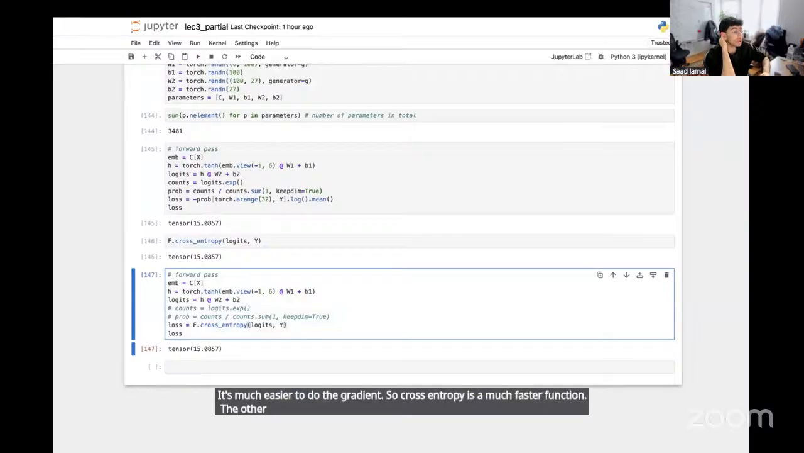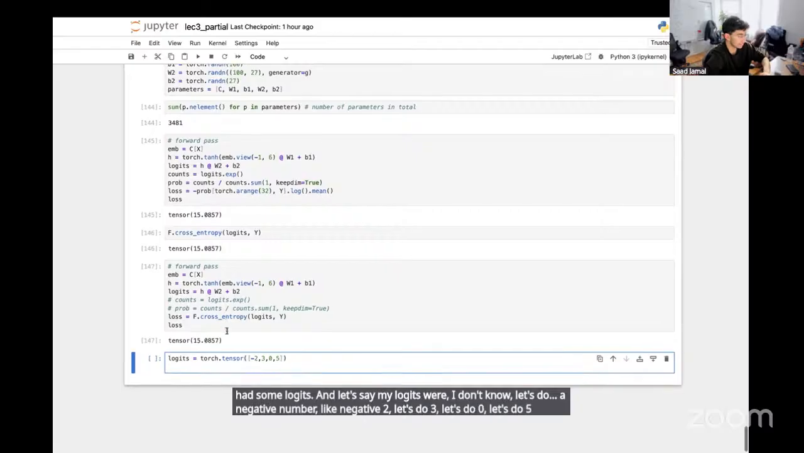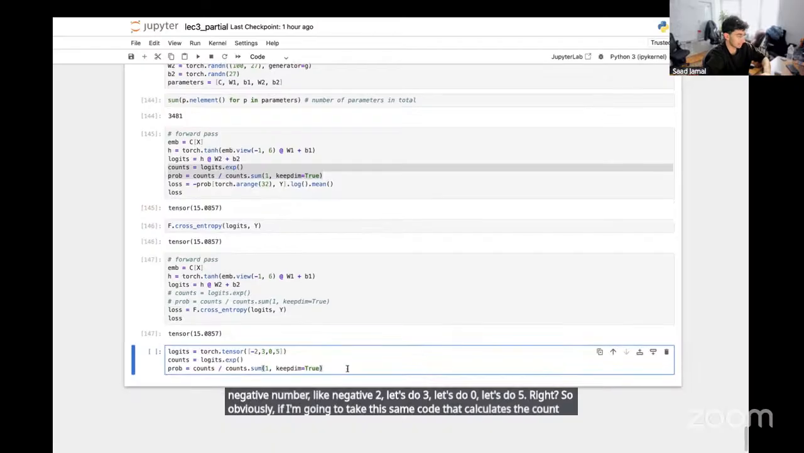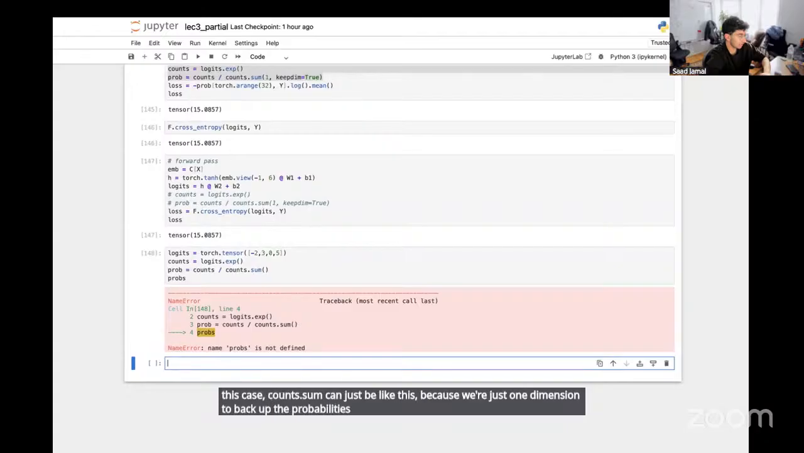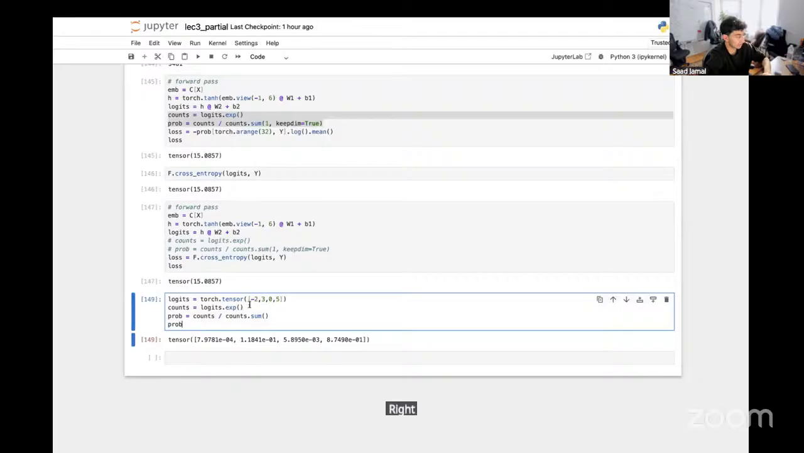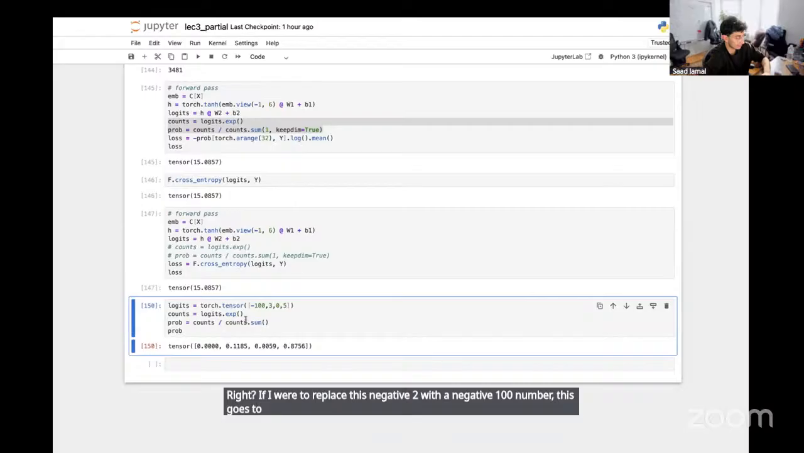The other thing is that it's more numerically stable. Let's say I had some logits, and let's say they were -2, 3, 0, 5. If I take the same code that calculates the counts, and counts.sum can just be like this because we're in one dimension, and I get the probabilities, they look totally fine. If I replace this -2 with -100, this goes to 0. Still, we're pretty numerically stable.